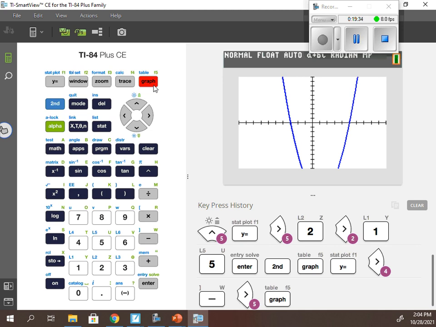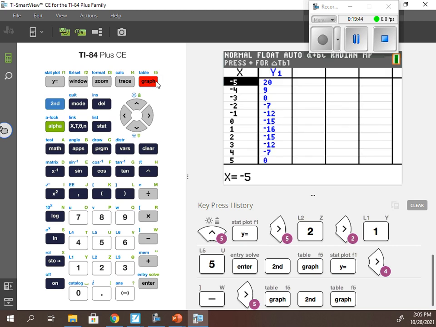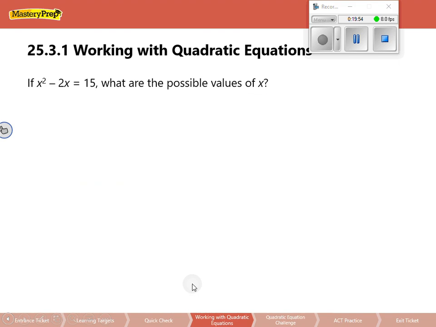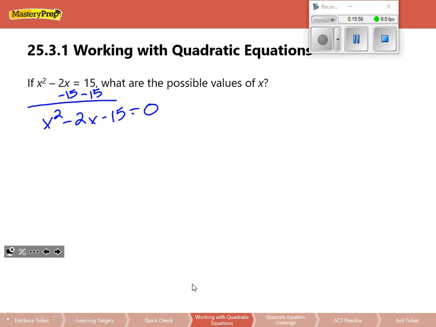And we have two places where it crosses the x-axis, because wherever it crosses the x-axis is what value of x will make this function equal 0. We can also go second graph and see where it's at 0. But one of the values is at -3, and the other is at 5. So the solutions, our actual x values, are going to be x is equal to -3 or 5.